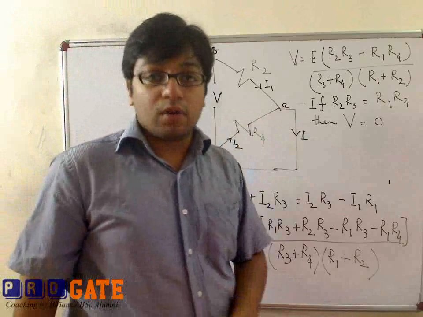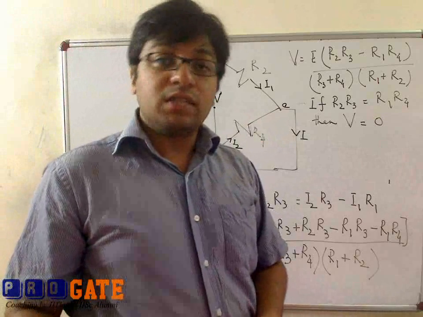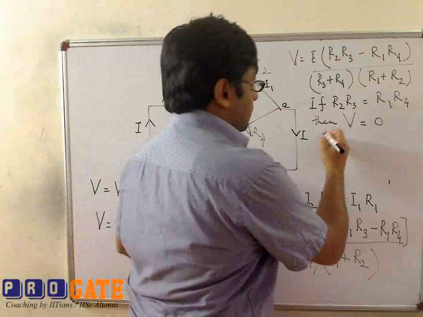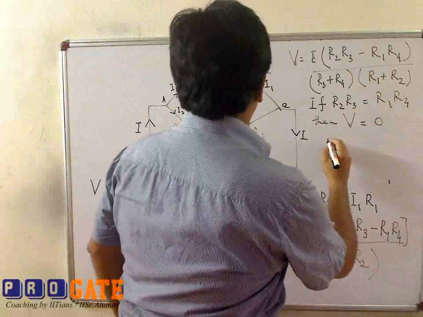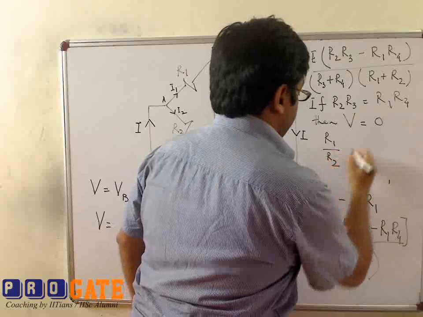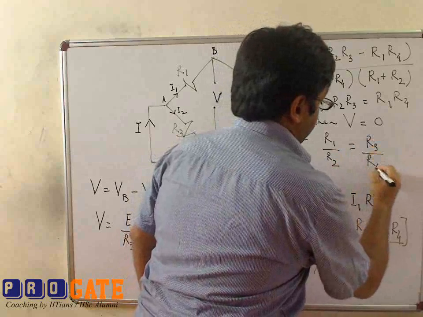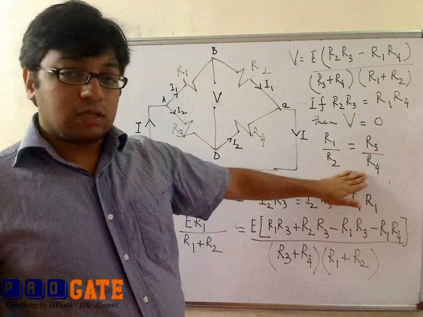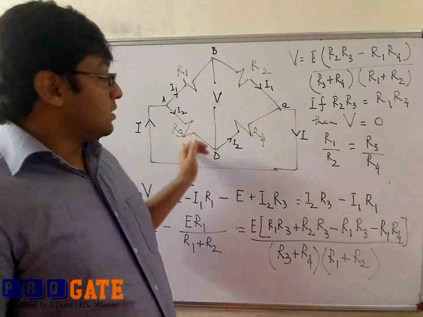So when we get an output voltage from the Wheatstone bridge, we say that there is an unbalance in the Wheatstone bridge. As long as there is no output voltage, we say that the bridge is in balanced condition. This equation is also expressed popularly as this. That is, when the bridge is balanced, the ratio of the resistances in adjacent arms is the same.